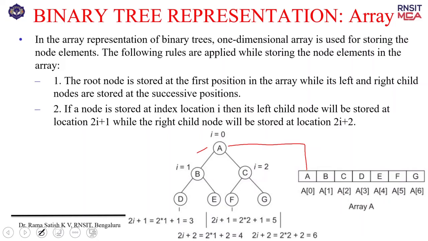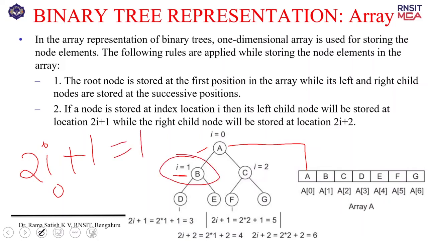Second, the left node is B, and the left node formula, you know, is 2i plus 1. i is nothing but the parent position. What is the parent position of B? Parent position of B is 0. 2 into 0 is 0. 0 plus 1 is 1. So that means in position number 1, B is stored. Yes, that is correct.